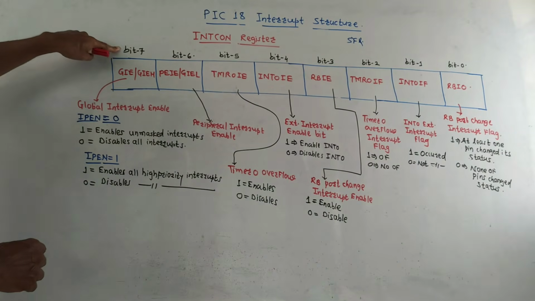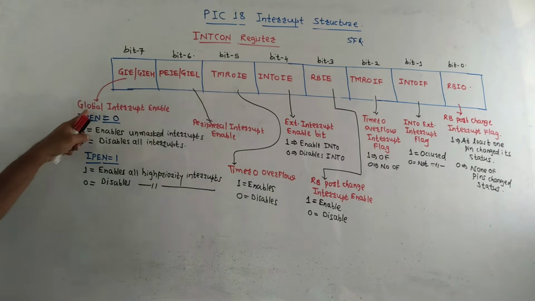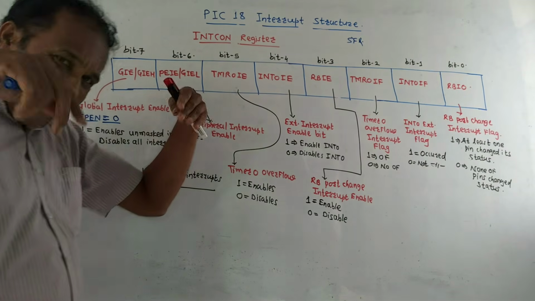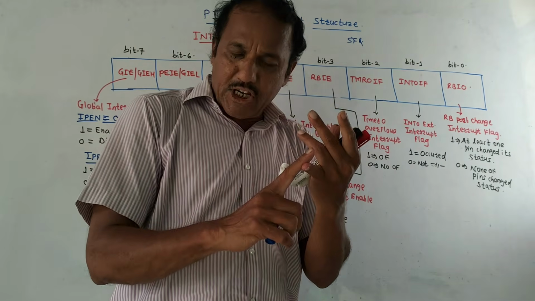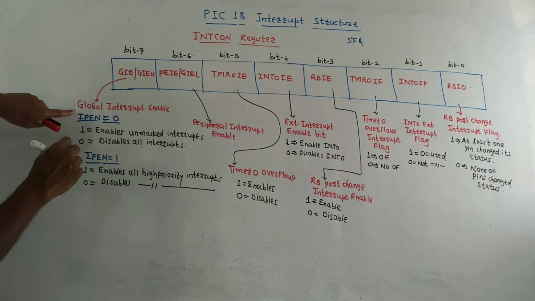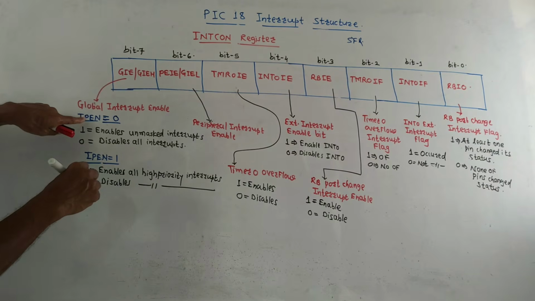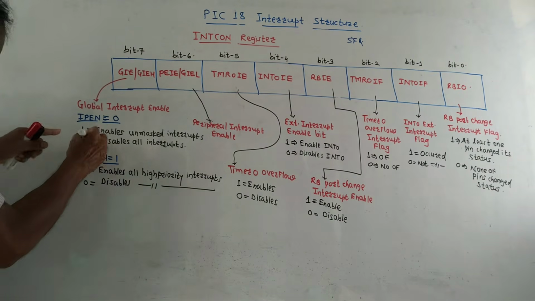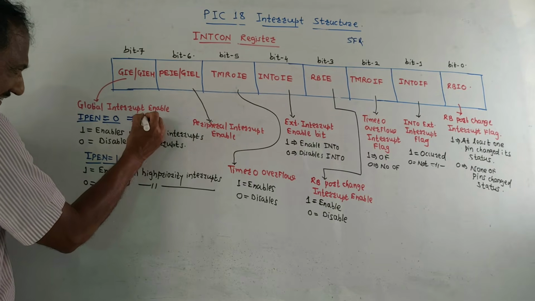Bit number 7, that is MSB bit, is GIE or GIEH. It is global interrupt enable. As the name indicates, this bit is responsible for indication of global interrupt generation. So there is one pin, that is IPEN, interrupt priority enable pin. This is the content of our RCON register. We have already discussed this.